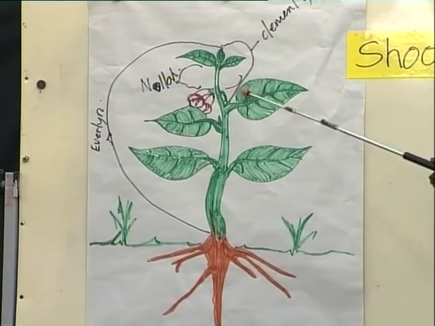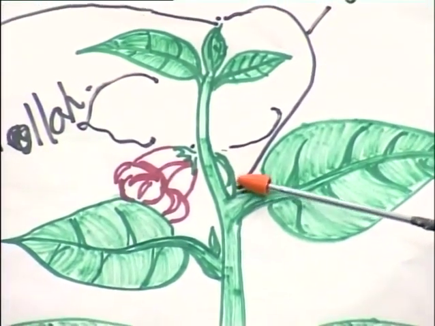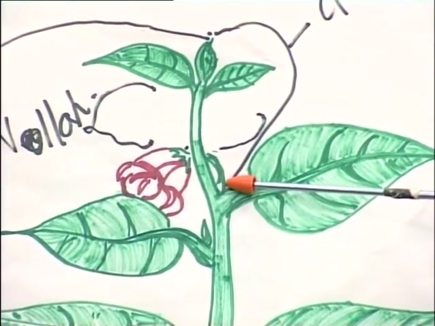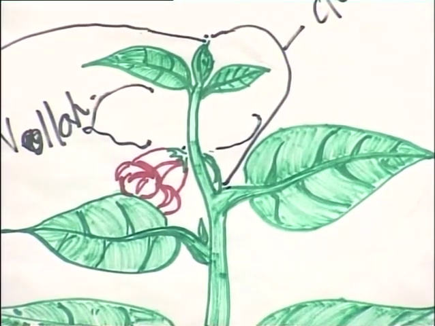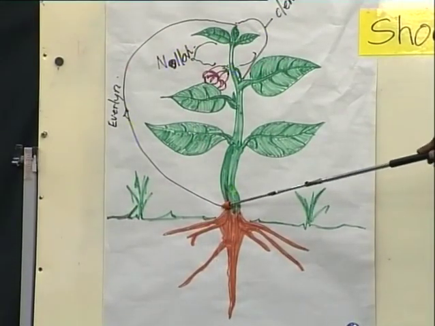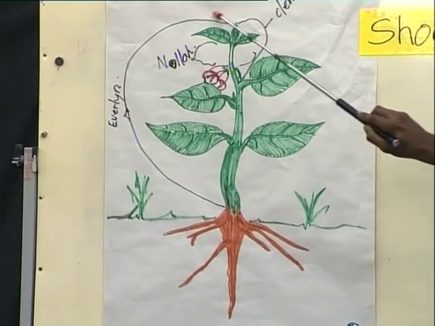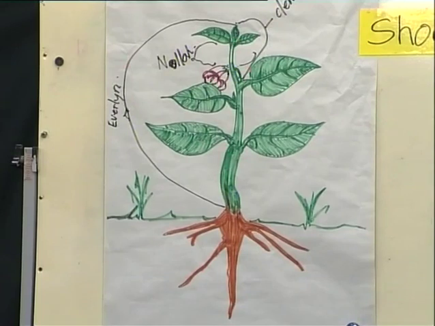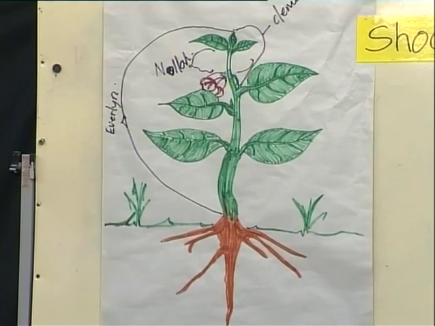Clement's group, as drawn here, from the next node, from the base, the stalk of the flower, to the tip of the bud, which is the shoot. Evelyn's group is where it almost meets the soil, up to the very tip of the plant. Is the shoot. Okay. Good. After this activity, we will have a look at what is the shoot.